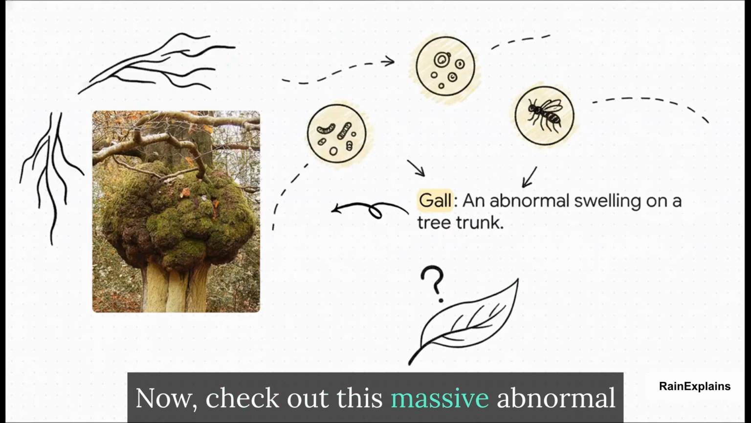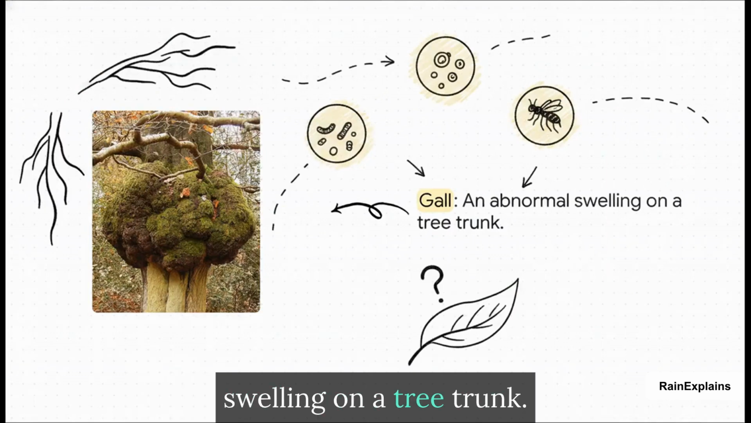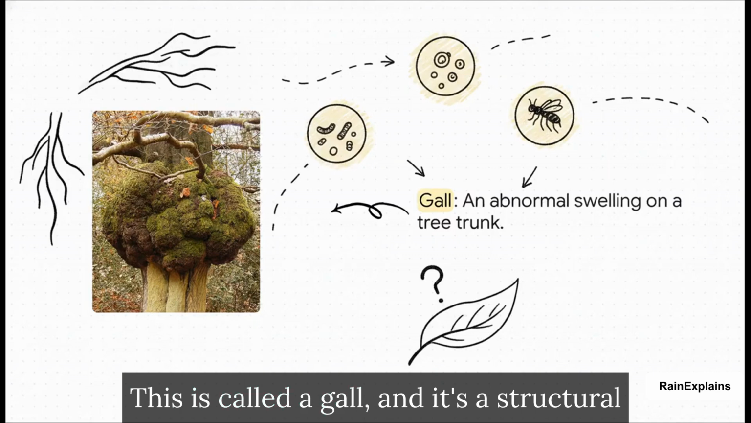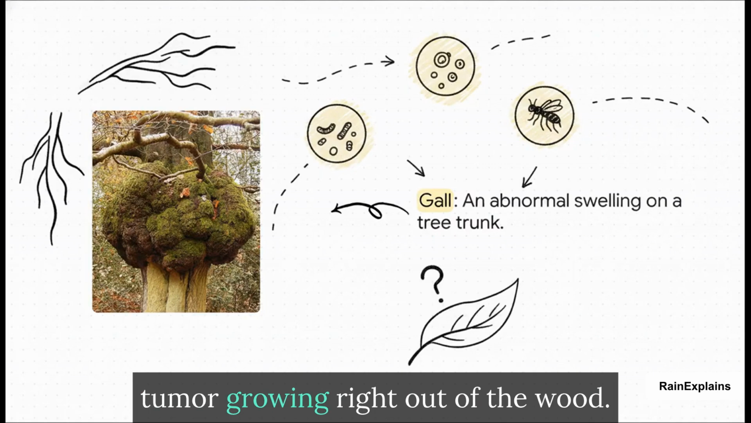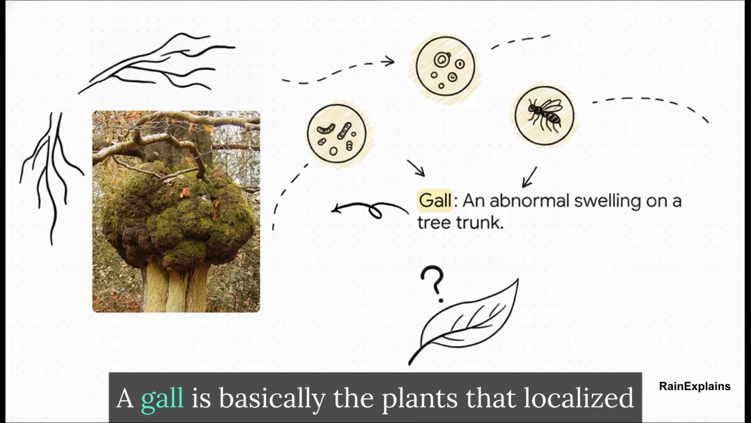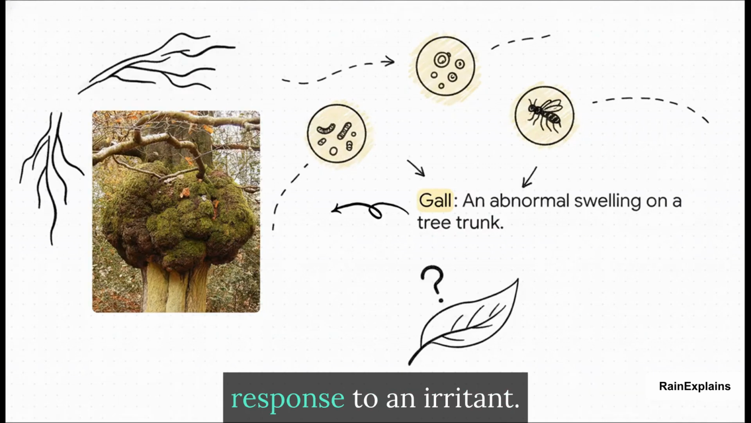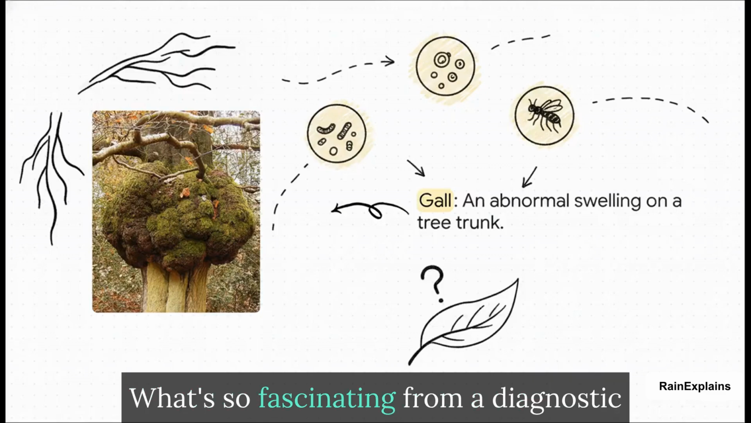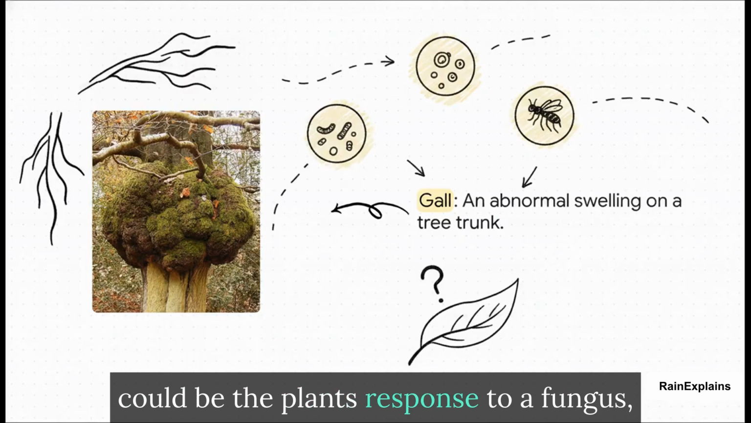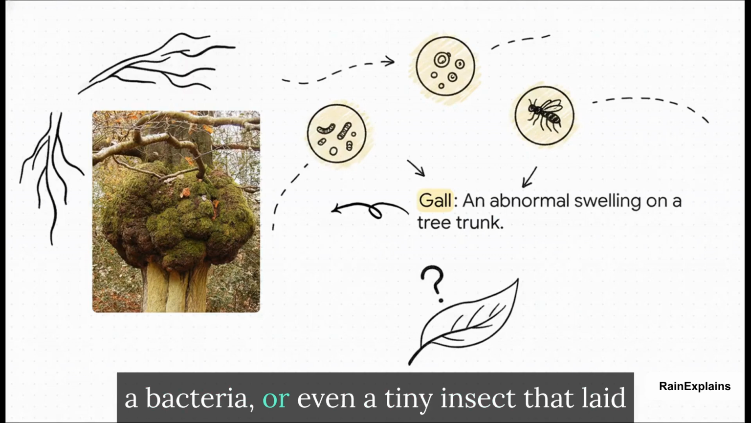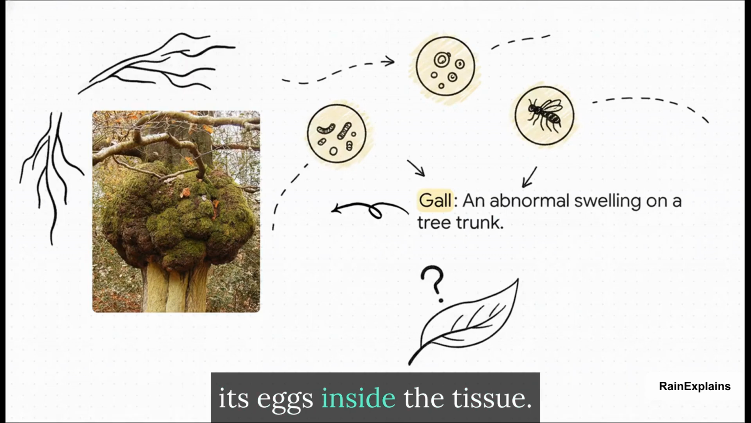Now check out this massive abnormal swelling on a tree trunk. This is called a gall, and it's a structural symptom. It looks super dramatic, almost like a tumor growing right out of the wood. A gall is basically the plant's localized response to an irritant. What's so fascinating from a diagnostic perspective is that this specific symptom could be the plant's response to a fungus, a bacteria, or even a tiny insect that laid its eggs inside the tissue.